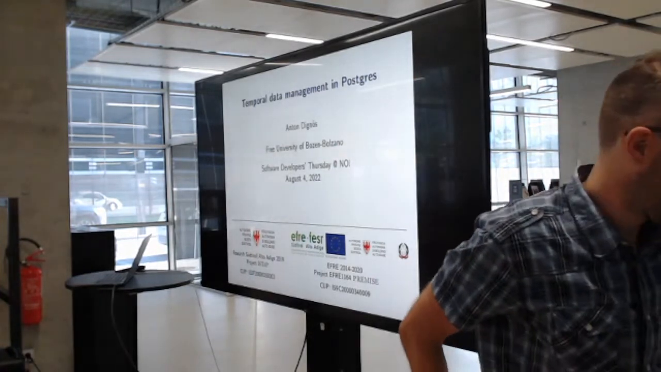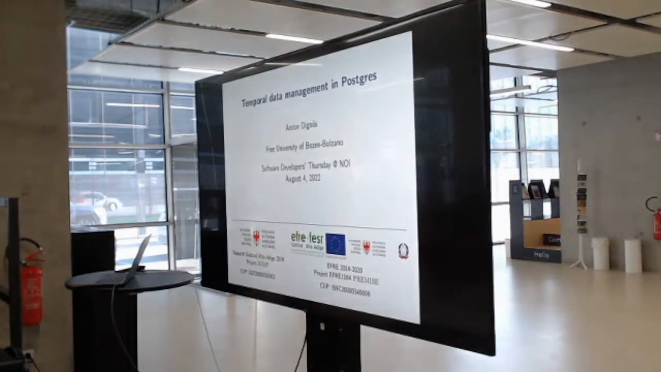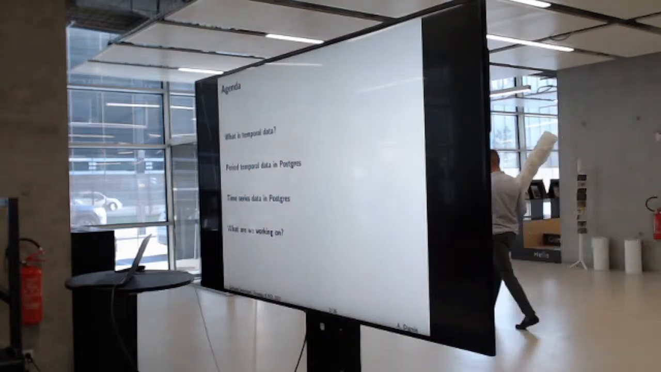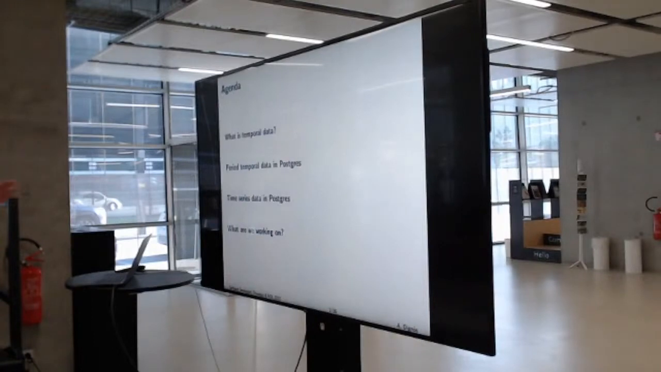Okay, so the topic of today is how to process and manage temporal data in Postgres. The agenda is basically at the beginning I will talk a little bit about what temporal data is, what we consider temporal data. Then we'll focus on two important aspects of temporal data in Postgres, how we can manage them, how we can use them. And at the end, I will describe a little bit what we are working on at UniBZ in this respect.